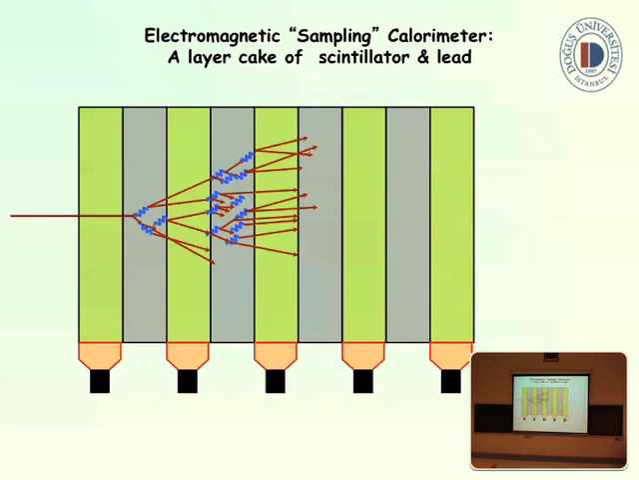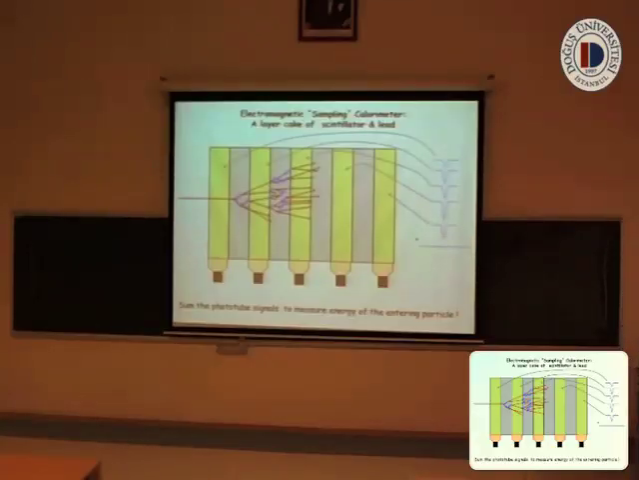Okay? So what we are actually doing is we use this scintillator to measure the energy deposition in the different steps, in the different places of the calorimeter. And then what happens? We use the sum of the phototube signals to measure the energy of the entering particles. So this is the basic principle which we use right now in electromagnetic calorimeters.